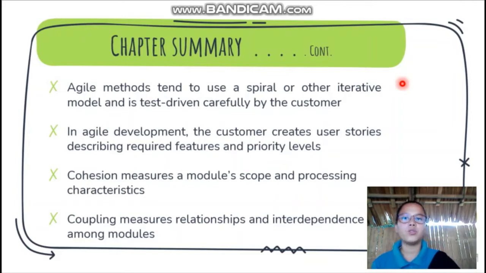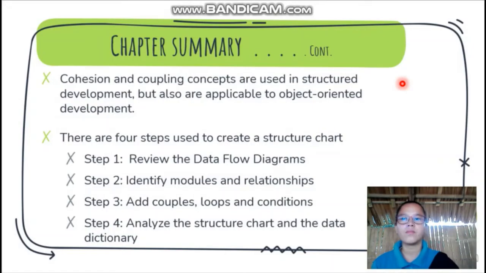Cohesion measures a module's scope and processing characteristics. A module that performs a single function or task has a high degree of cohesion, which is desirable. Coupling measures relationships and interdependence among modules. Modules that are relatively independent are loosely coupled, which is desirable. Cohesion and coupling concepts are used in structured development, but are also applicable to object-oriented development.